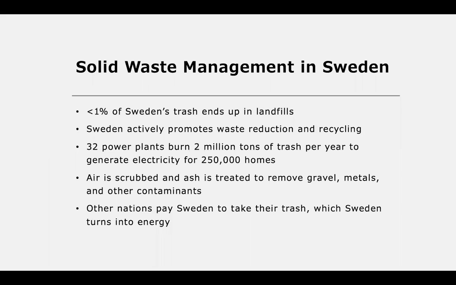Now let's contrast the situation in the US with a country like Sweden. In Sweden, less than 1% of the trash ends up in landfills. There's active promotion of waste reduction and recycling. And for the waste that is produced, waste to energy power plants are using it as a fuel to burn, which generates electricity for 250,000 households. The air emissions that are produced by these facilities are treated with air scrubbers, and the ash, which is left over after burning, is also treated to remove gravel, metals, and other contaminants. Sweden actually takes in trash from other countries, and they pay Sweden to take their trash, and then Sweden goes and turns it into electricity.